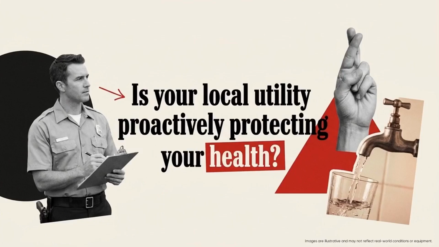Which leaves us with a final thought for today's briefing. Think about your own neighborhood for a second. If a state inspector walked into your local water utility today, what would they find? Would they find a system proactively managing its chemistry, mapping out its pipes, and fiercely protecting your health? Or one that's just crossing its fingers and waiting for a violation? Now that you understand these rules, you actually have the power to ask the right questions about the water you interact with every single day.